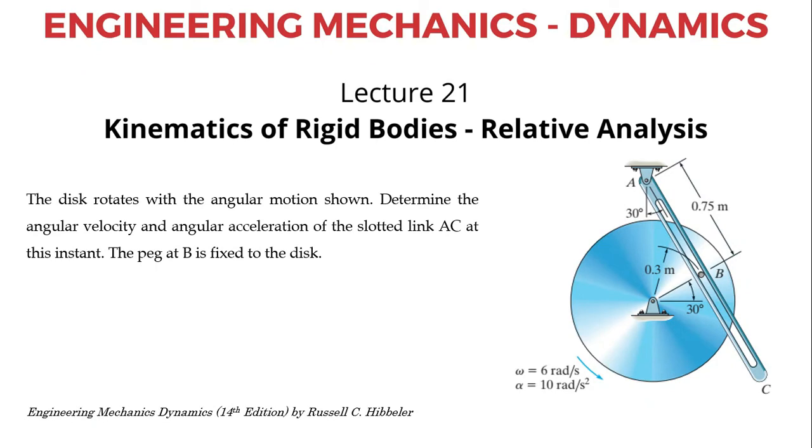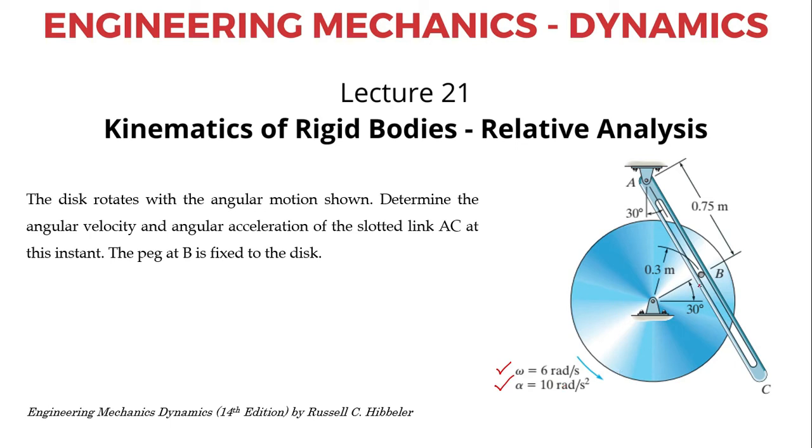The disk rotates with an angular motion shown. Determine the angular velocity and angular acceleration of the slotted link AC at this instant. The peg at B is fixed to the disk. Now see in this figure here, you have a disk and a peg that is attached to the disk. This disk is undergoing an angular velocity omega equals 6 radians per second in the anti-clockwise direction and an alpha equals 10 radians per second square in the anti-clockwise direction.